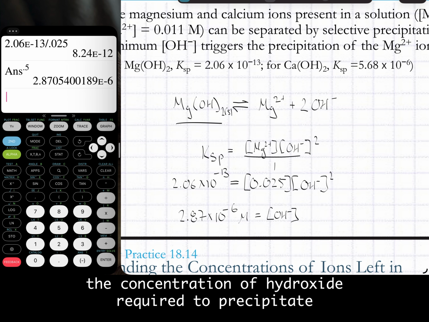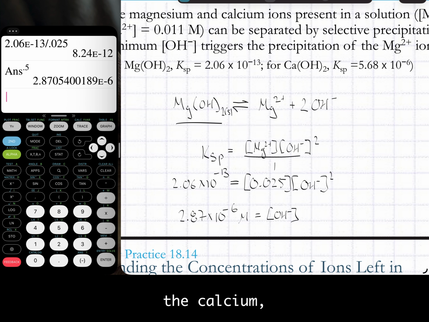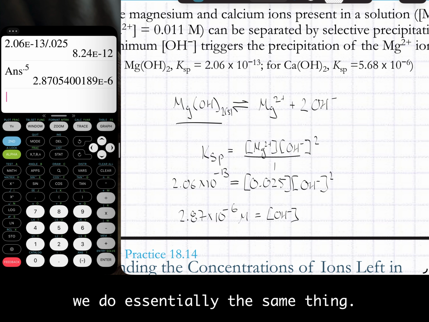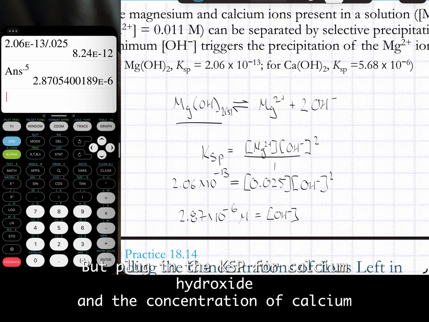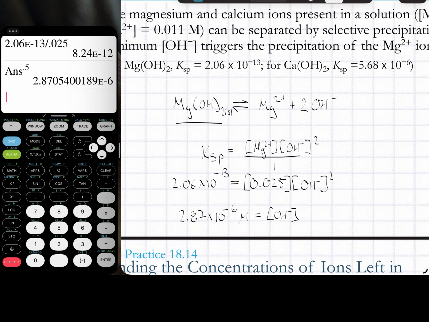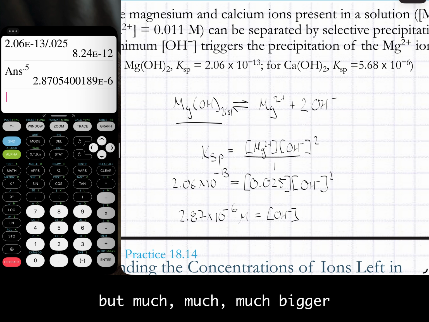And if we wanted to know the concentration of hydroxide required to precipitate the calcium, we do essentially the same thing, but plug in the KSP for calcium hydroxide and the concentration of calcium. And it ends up being something times 10 to the negative 2. Much bigger than this.